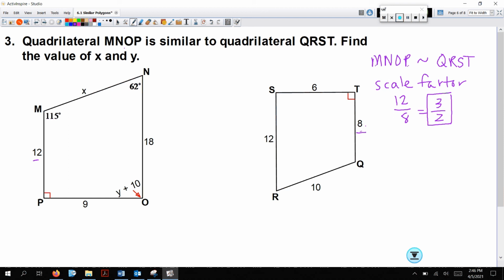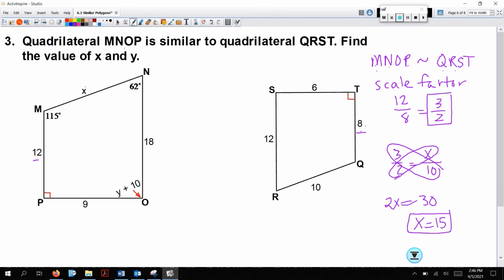All right, let us look here to find x. X comes from the first shape, so we'll start with the scale factor. Put our x up here. MN corresponds to QR. QR is 10. Okay, cross multiply. 2x equals 30. Divide by 2, x is equal to 15. Oh, my 15 got a little messed up there, sorry about that.